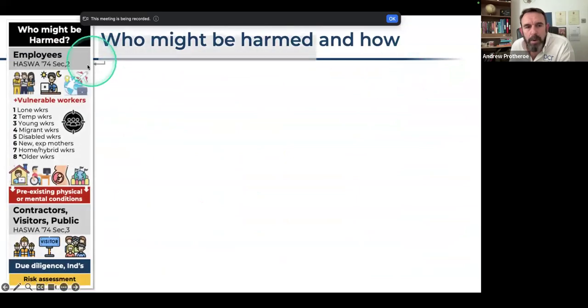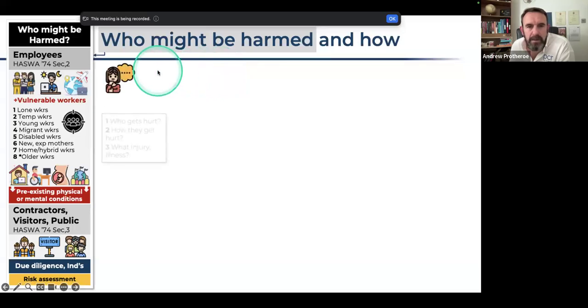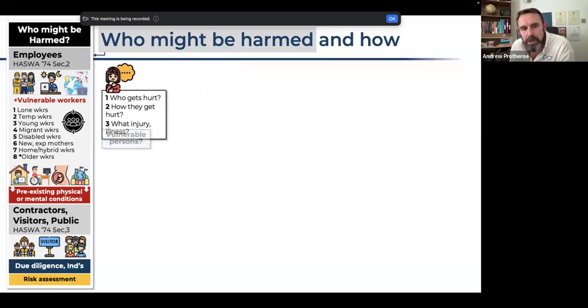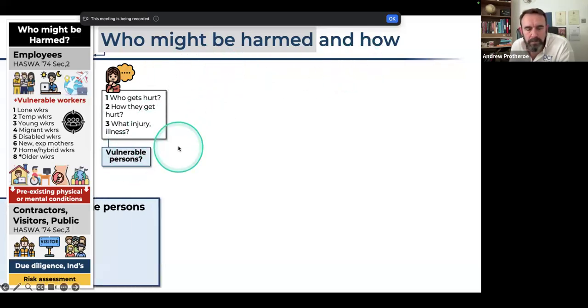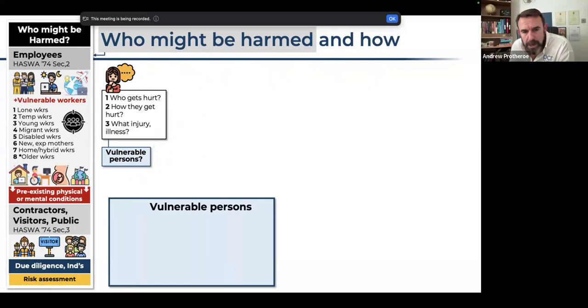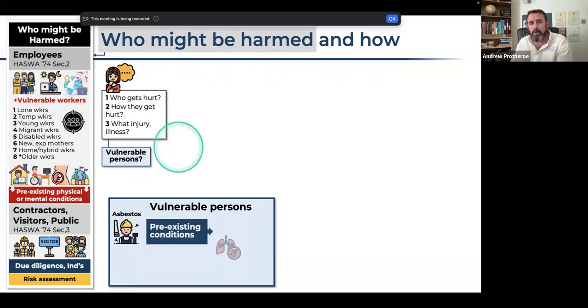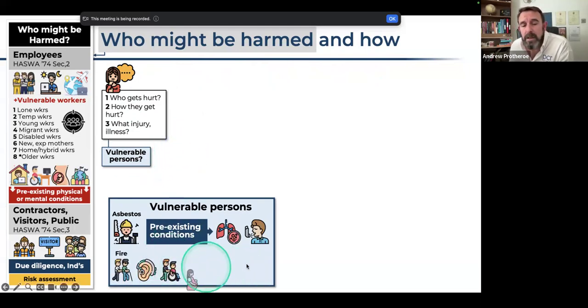Who might be harmed and how? We're back here. Look, I changed one of these slides the other day because a very good guy on LinkedIn pointed me in a better direction. We've got to think about vulnerable people. Really important. Remember what it's told us to do in this clause? Try and eliminate hazards. We've got to think about asbestosis. We've got to think about those pre-existing conditions, which most people don't.